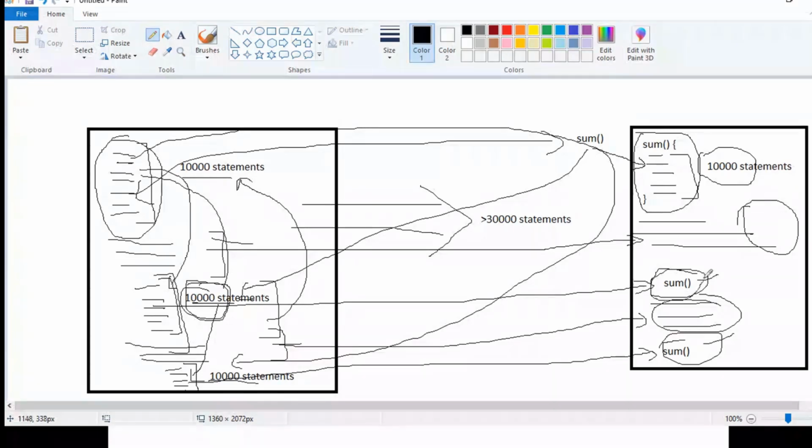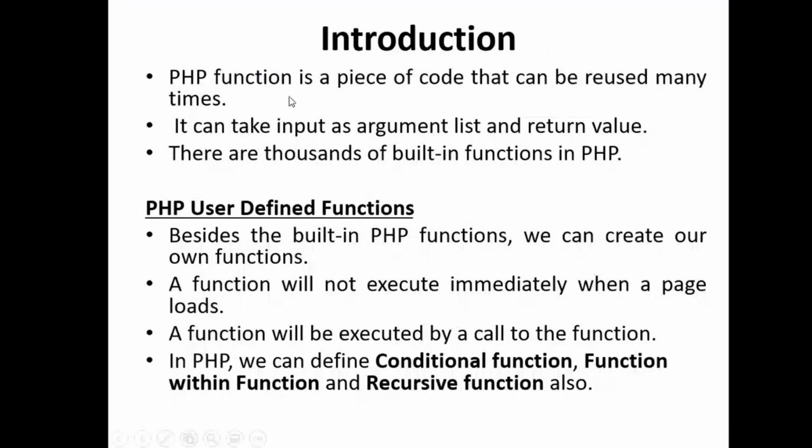The biggest advantage is code reusability. Where we want to reuse the code, we use a function. A PHP function is a piece of code that can be reused many times. It can take input as an argument list and return a value. We have arguments, which we call parameters, that we pass to the functions. It can be without arguments, or it can be with arguments as well.